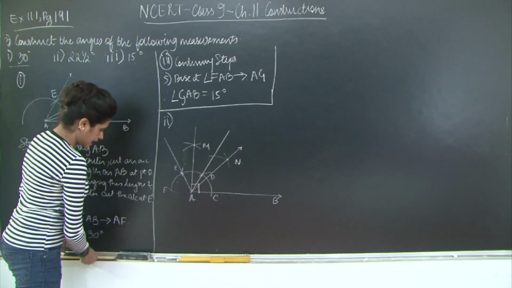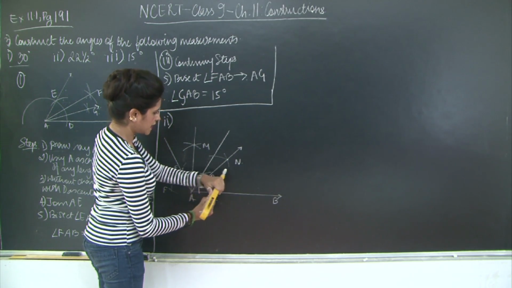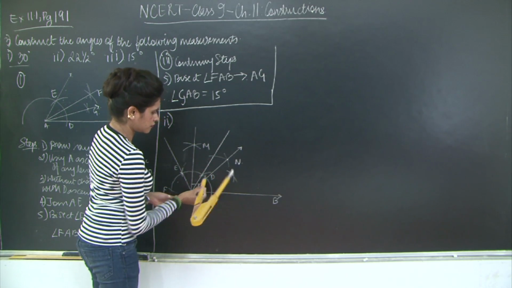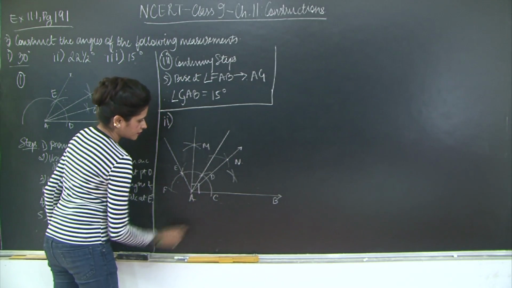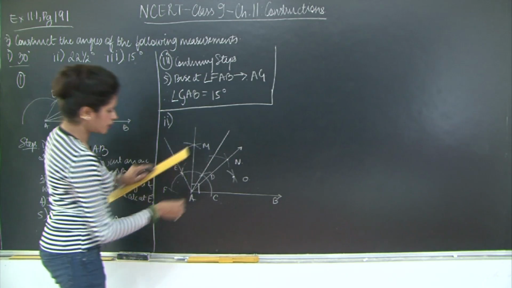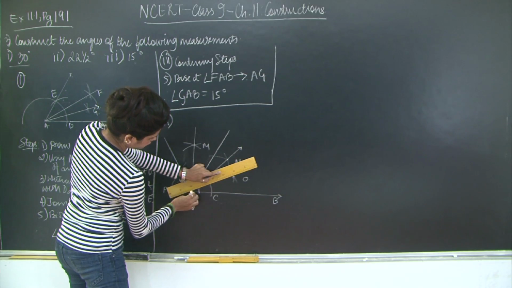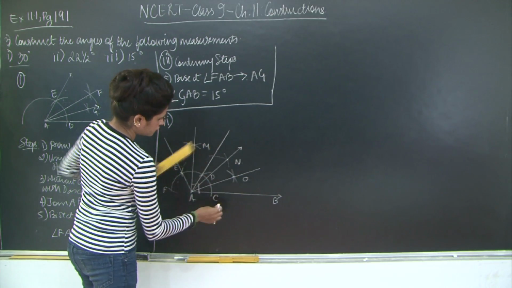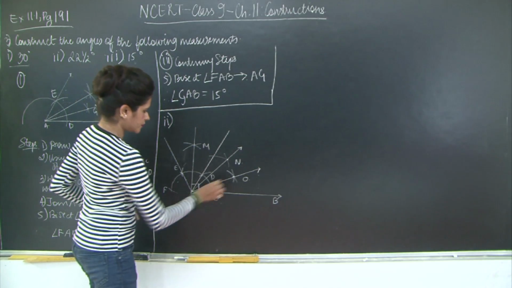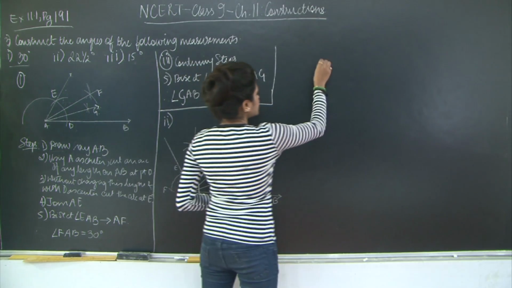So now bisecting angle NAB. Having the initial arcs, let's bisect the angles. Let's call this point of intersection of arc as O. Now let's join AO. So AO is 22.5 degrees. Sorry, angle OAB is 22.5 degrees. Let's write the steps.